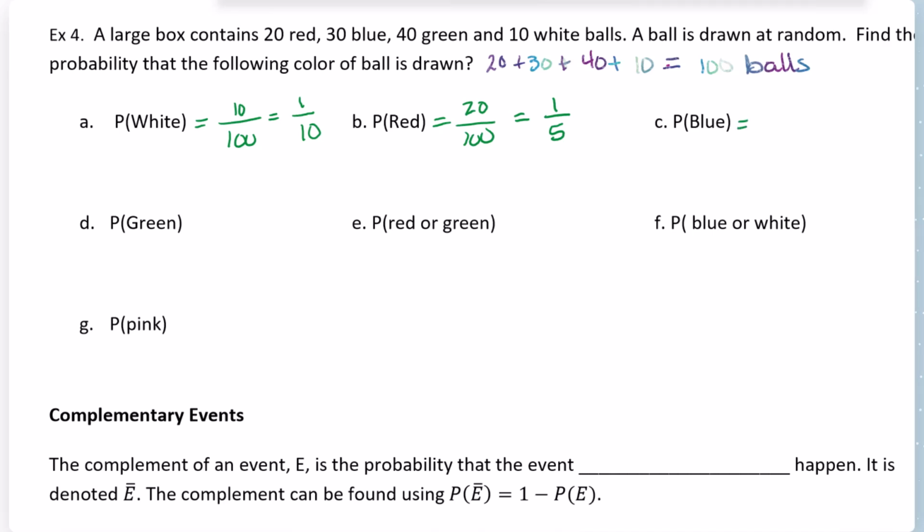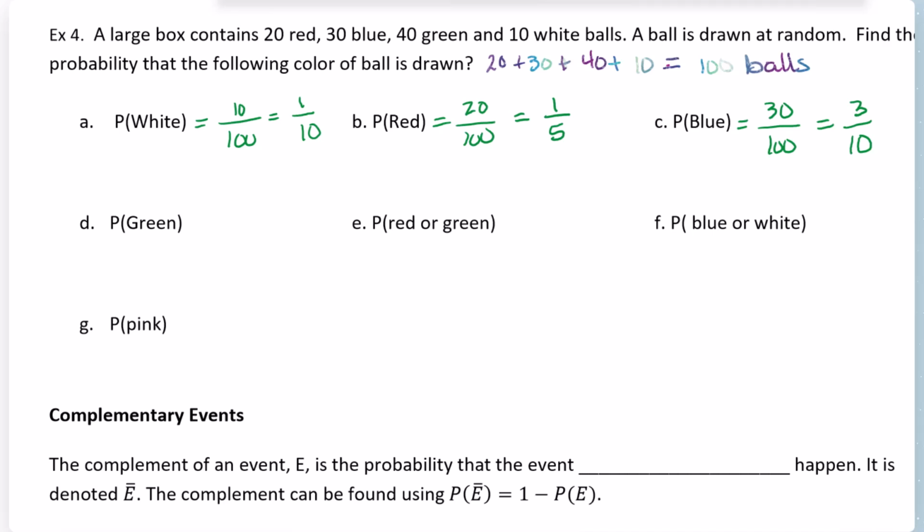Next, probability of being blue. Well, out of the 100, we have 30 blue. To simplify this fraction, we could take a 10 out. 10 goes into 30 3 times, and 10 goes into 100 10 times.